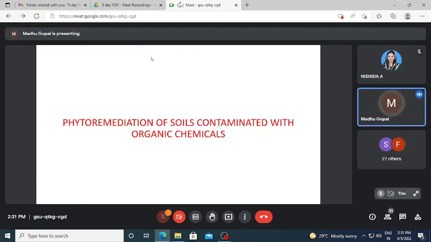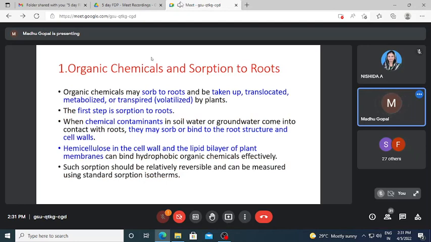Now we will discuss in detail the phytoremediation of soils contaminated with organic chemicals. The first aspect that we are going to discuss is the sorption of organic chemicals to roots. Sorption is mostly adsorption, adsorption of these substances to roots. Of course, absorption can also occur. Absorption is a mass transfer operation, and adsorption is also a mass transfer operation. Adsorption is a surface phenomenon. We have physical adsorption called physisorption and also chemisorption.